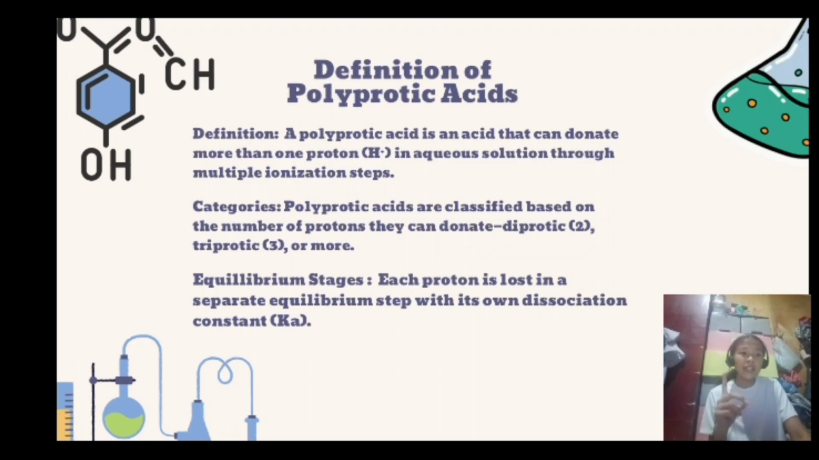The first hydrogen ion, H+, is released easily. The second one is released less easily. If there's a third, it's released even less easily. Each release step has its own Ka value showing its strength in that stage.